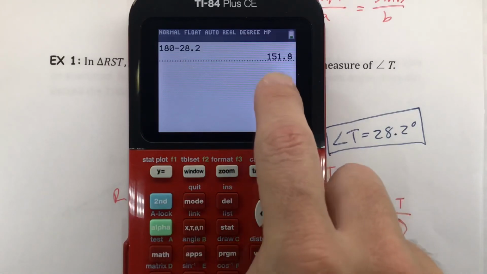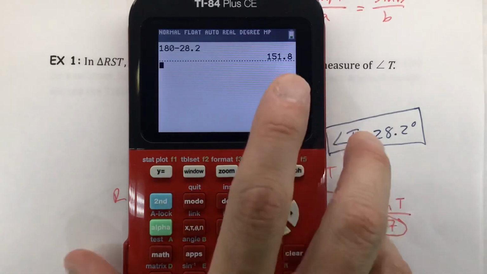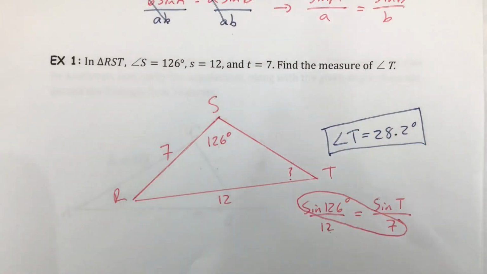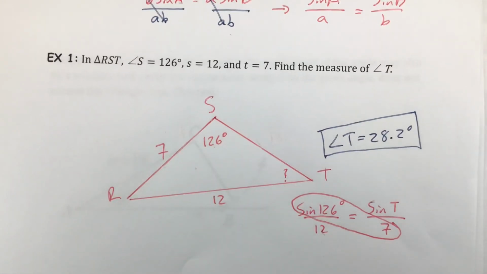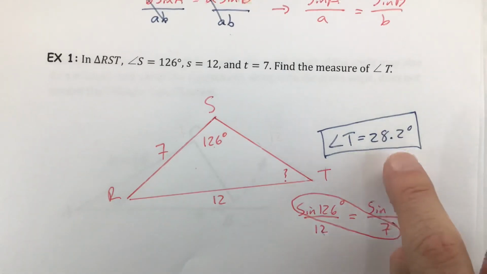Okay, now that actually can't be another answer in this problem, because if we use 151 degrees for our unknown angle, and we've already got 126 degrees for angle S, then we've exceeded our 180 by a lot. So this will be the only answer.